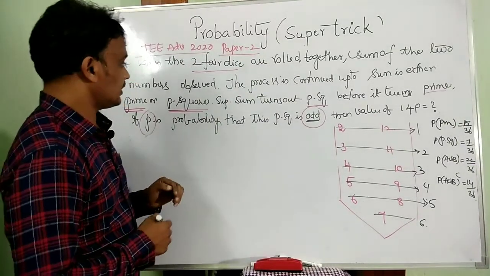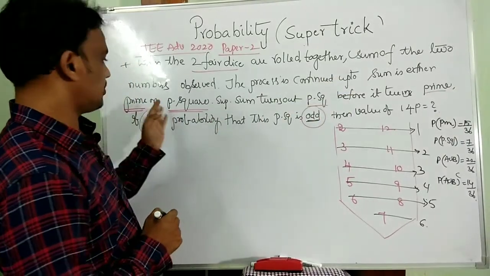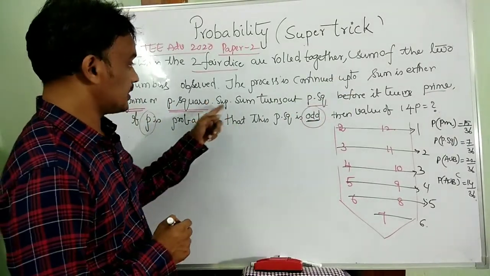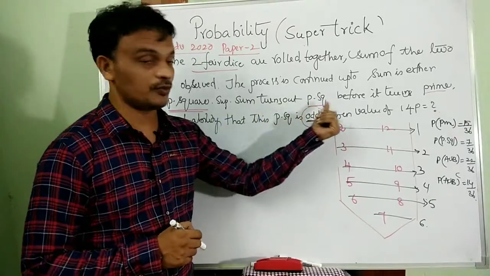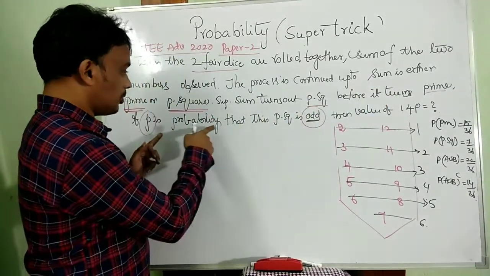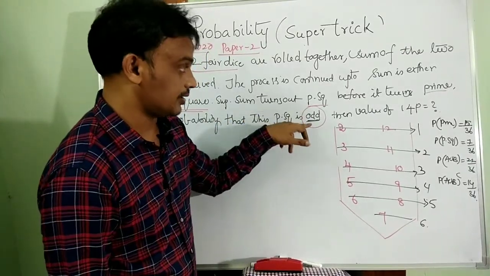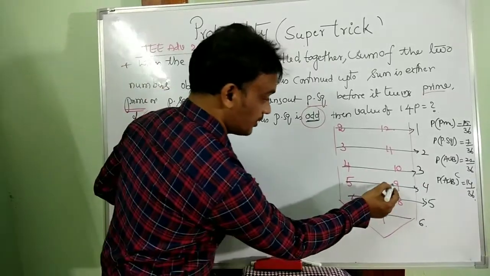Yeah, and actually what they have given is that this process continues until the sum is either prime or a perfect square, and the sum turns up as a perfect square before it turns up as a prime. And one more thing is given: the probability that the perfect square is odd.